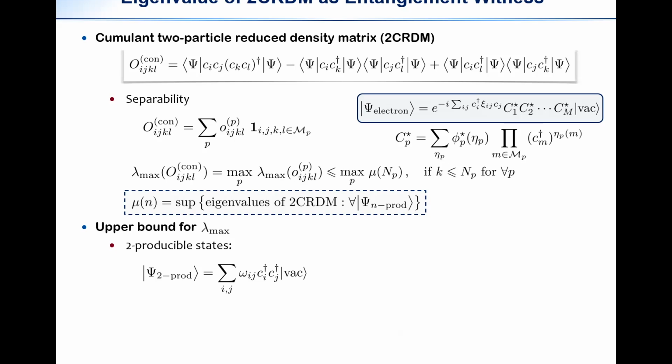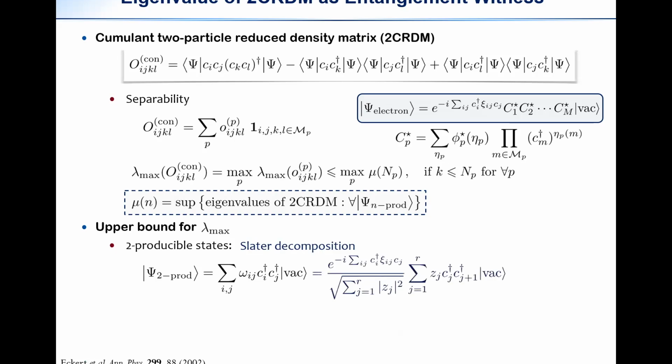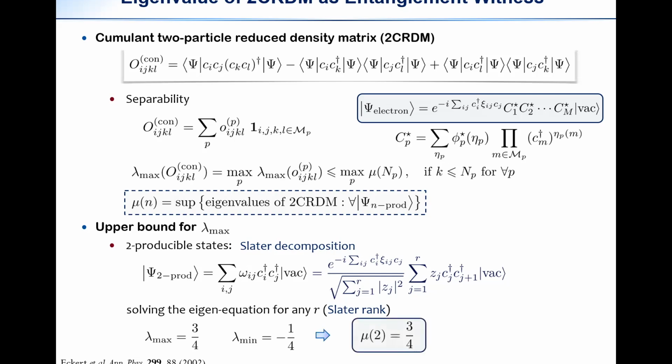Yeah. So for 2-producible states, we can have a full representation by the so-called standard decomposition. Then you can do exhaustive sampling of the system, and you can prove that the maximum eigenvalue is actually 3/4, and the minimum is negative 1/4. So that means the supremum for 2-producible states is 3/4. And this is a numerical example, a numerical sampling of the state. You can see that it's exactly 3/4.